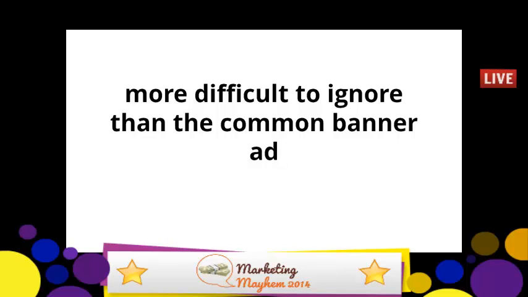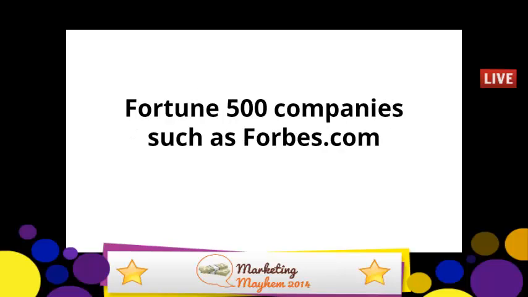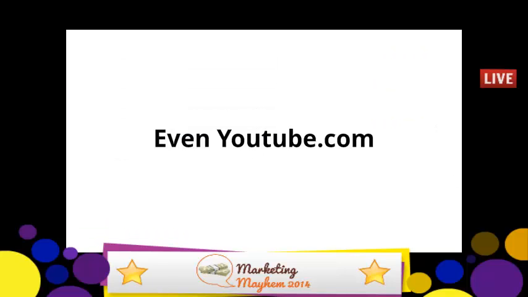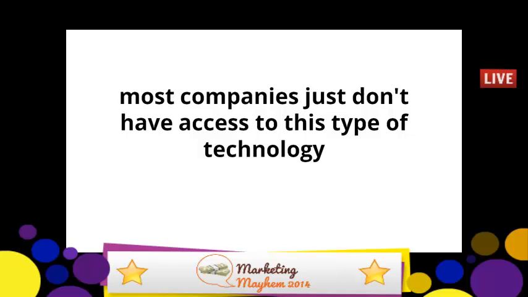In fact, if you go to major news sites or even Fortune 500 companies such as Forbes.com, they use full-page interstitial ads inside their content because it's working and converting for them. Now, even YouTube.com places video ads before their video content, which is the same concept. And because people are used to this already, they're more likely to have their guards down. But this method is rarely used by smaller websites, and frankly because most companies just don't have access to this type of technology, so a lot of money is being left on the table.